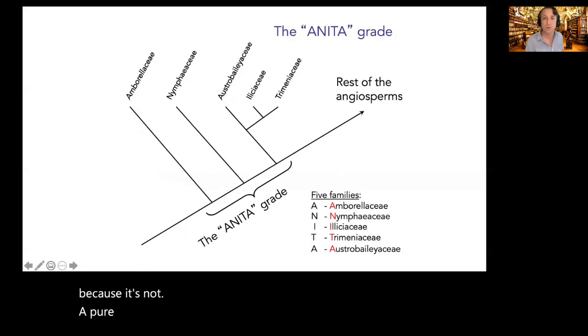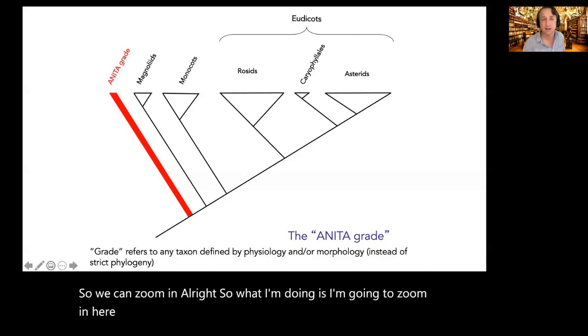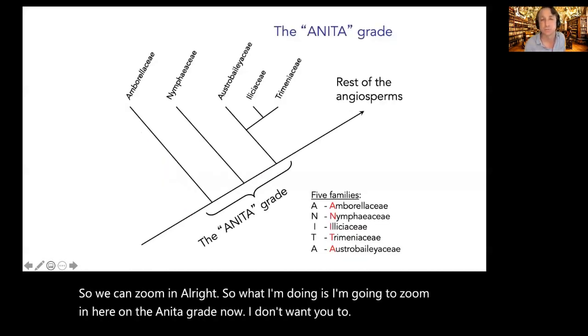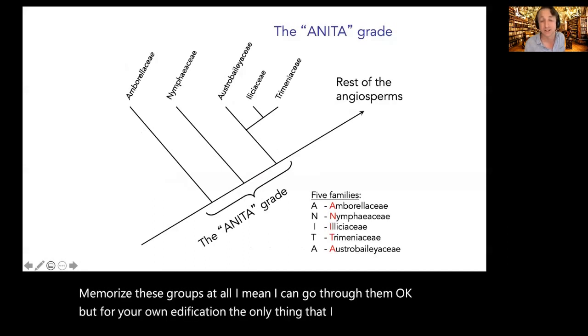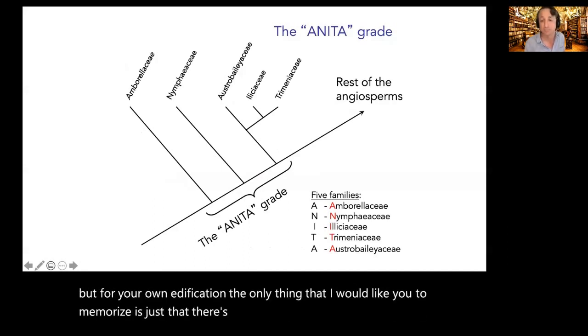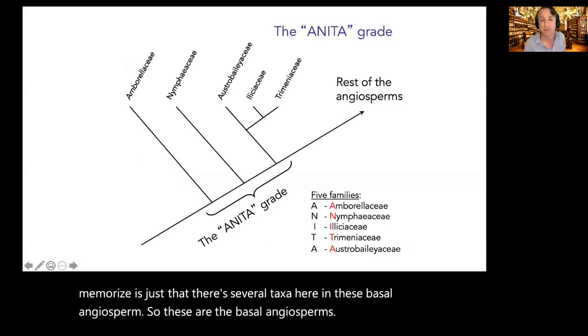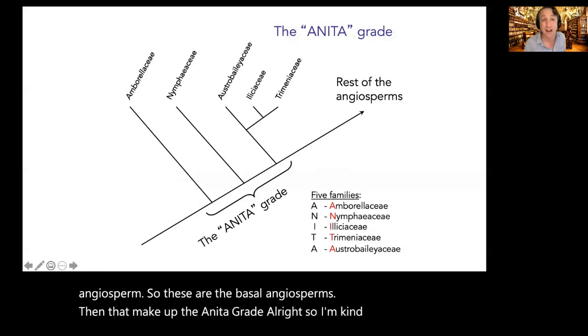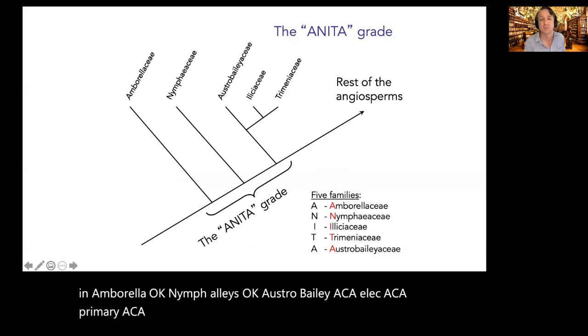Okay, so we can zoom in. All right, so what I'm doing is I'm going to zoom in here on the ANITA grade. Now, I don't want you to memorize these groups at all. I mean, I can go through them, okay? But for your own edification, the only thing that I would like you to memorize is just that there's several taxa here in these basal angiosperms. So these are the basal angiosperms that make up the ANITA grade. All right, so I'm zooming in. Now, Amborella, okay, Nymphaeales, okay, Schisandraceae, Illiciaceae, Trimeniaceae. These are really cool basal angiosperms.